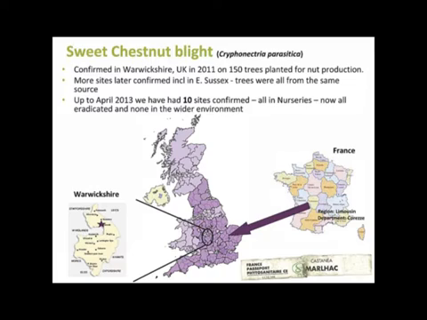All the diseased trees were located and had been eradicated, and as far as we know, there are no current outbreaks in the UK. Up to 2013, 10 sites had been confirmed, and all of these were in nurseries. There were never any outbreaks in the wider environment.